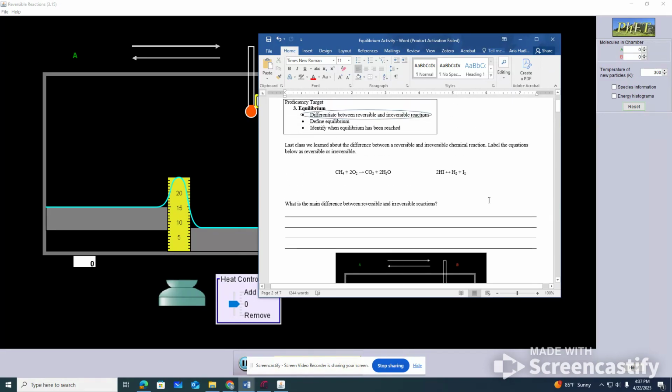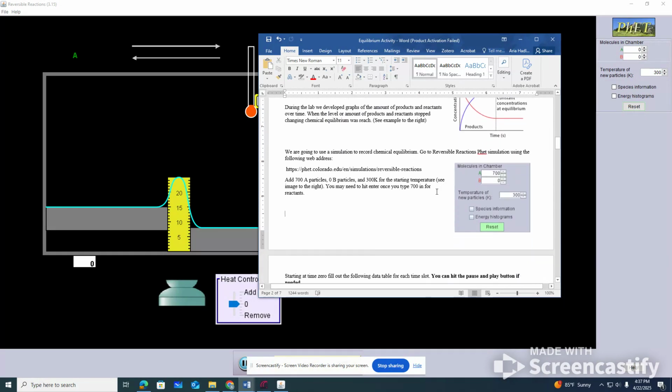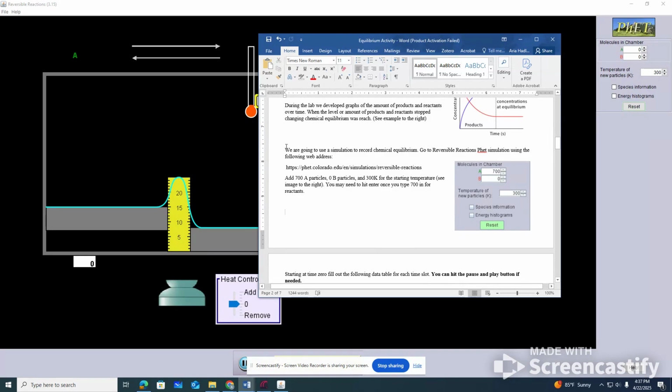Your paper's gonna look a little bit different because now I'm gonna update it. So we've already done this part and this is the part that's going to be different. So we're going to use a simulation to record chemical equilibrium, go to the reversible reaction. Now it's going to say go to the following video, and that's this video. So I'll have a link to this video right here.